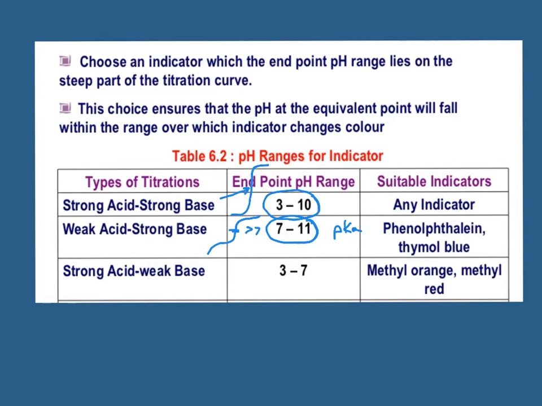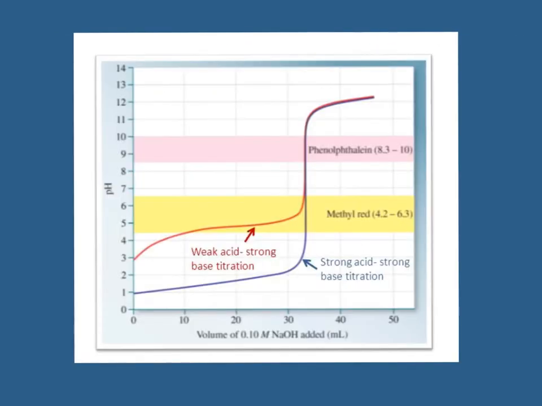Strong acid, weak base, okay, that's the one that comes down. And again, a smaller area, less than 7. So you want an indicator whose pKa is less than 7. Let's see what that looks like on a graph. So here's a couple of titrations on the same graph. The one in red, okay, this one here, this shows a weak acid being titrated with a strong base.